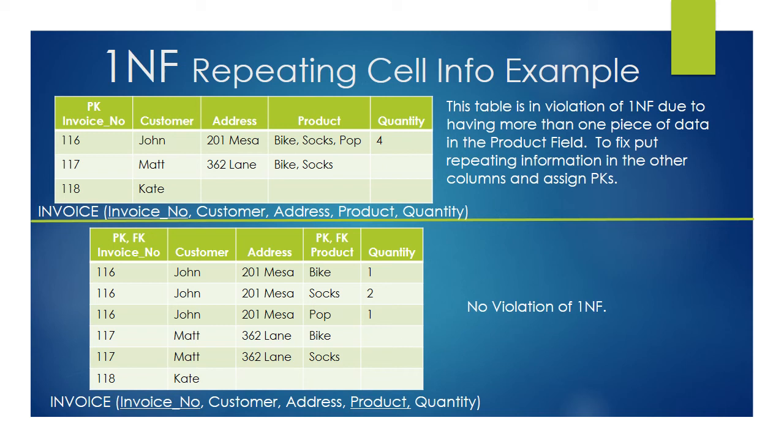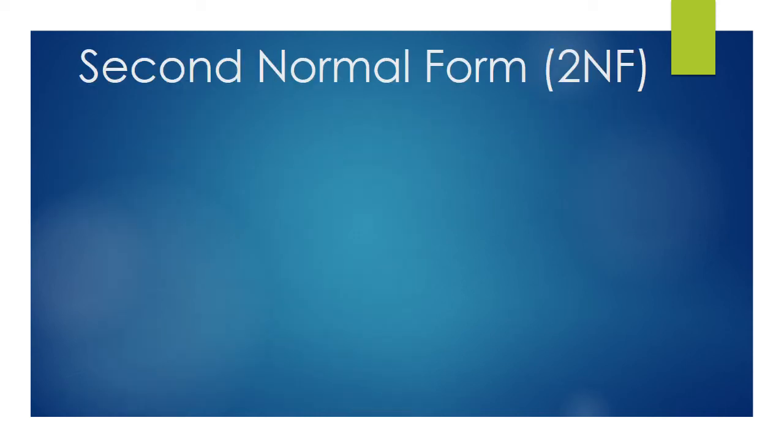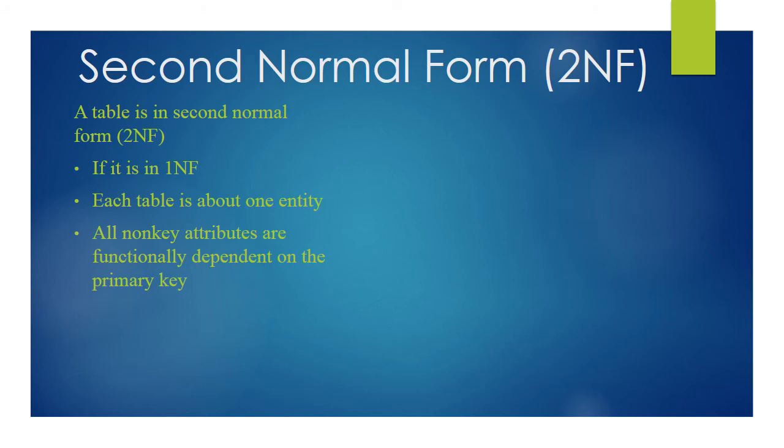Now on to second normal form. A table is in second normal form if it is already in first normal form, each table is about only one entity, and all non-key attributes are functionally dependent on the primary key.